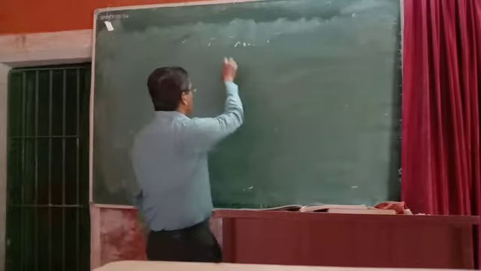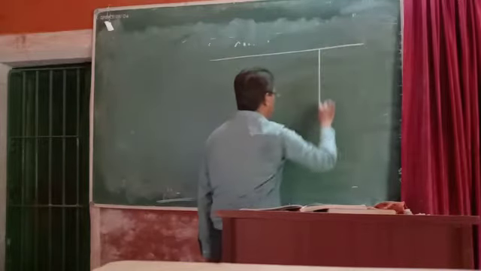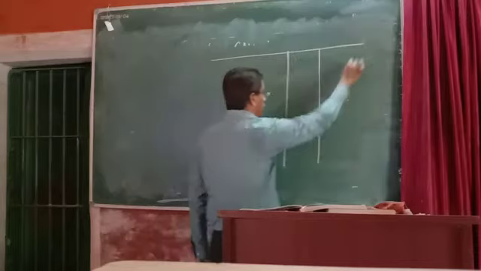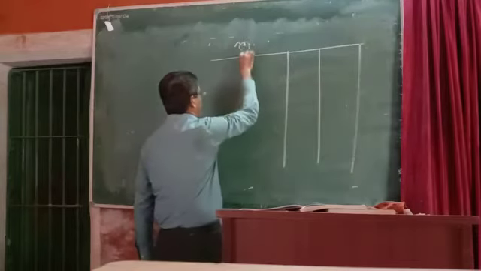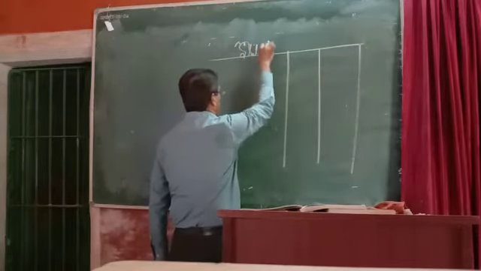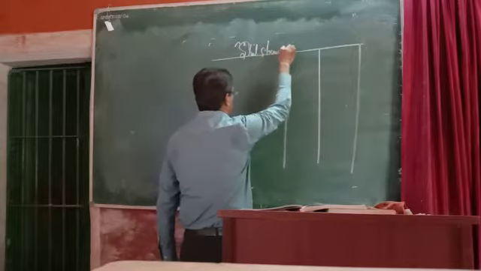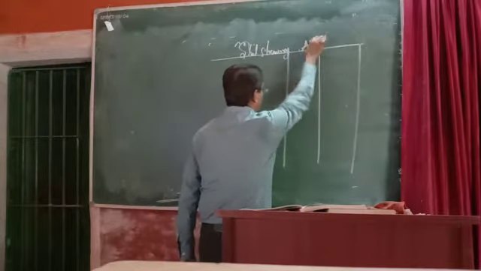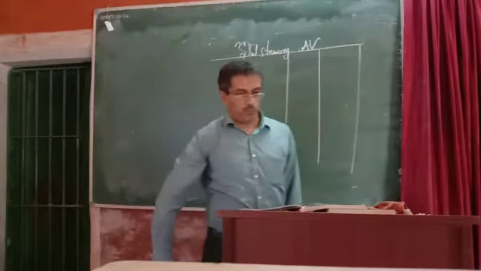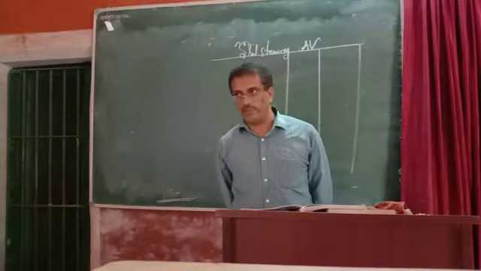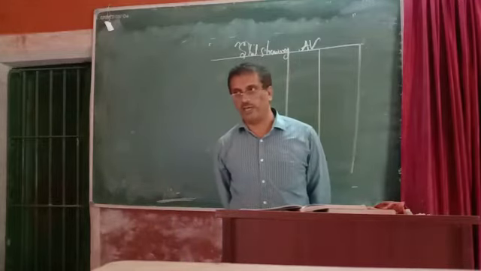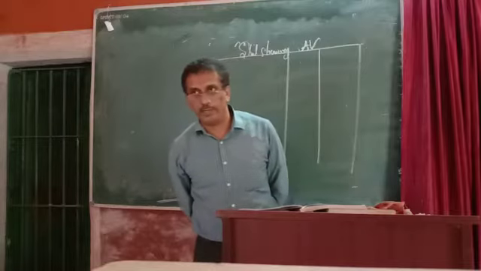Now, statement showing custom duty paid. Statement showing assessable value first. Assessable value. Thereafter, we are supposed to calculate what is the duty payable. What is the duty paid?